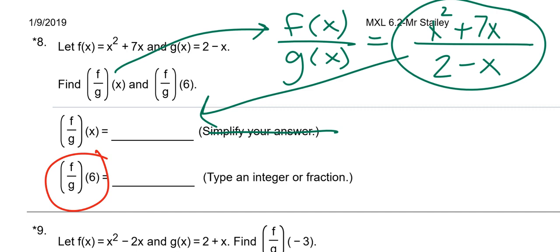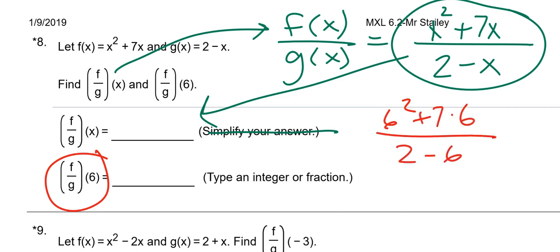I don't care if you give me the answer as a fraction or a decimal. So 6 squared plus 7 times 6 over 2 minus 6. Go. Figure out what we get. Decimal or fraction, I really don't care. Take your favorite pick. 36, 7 times 6 gave me 42, and 2 minus 6 gave me negative 4. What did we come up with for a final answer?